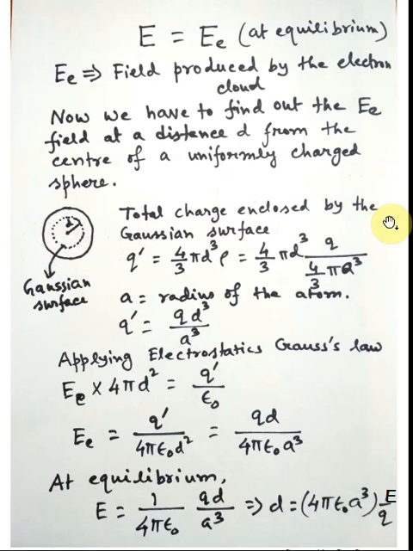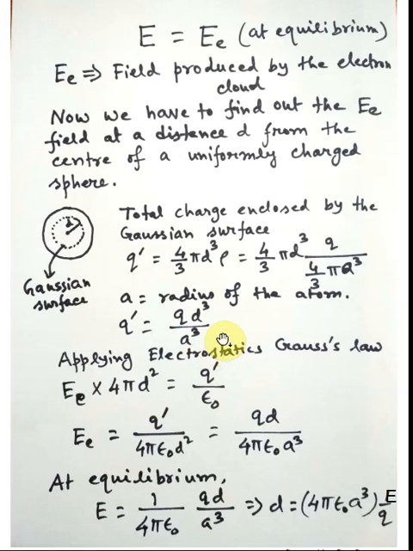Now the total charge enclosed by this Gaussian surface having the radius small d will be q prime equal to 4/3 pi d cubed into rho. Here we are considering the charge to be uniformly distributed over the sphere, so this rho is uniform. How to find this rho? We know the total charge is small q. If we divide by the total volume of the atom, then we will get rho. Here a is the radius of the atom, so the volume of the atom is 4/3 pi a cubed. So q prime becomes q d cubed by a cubed.